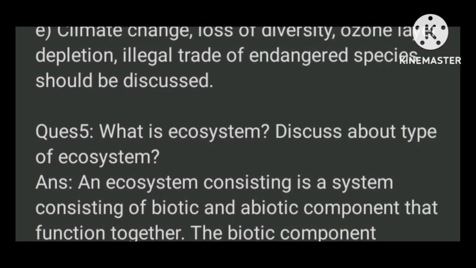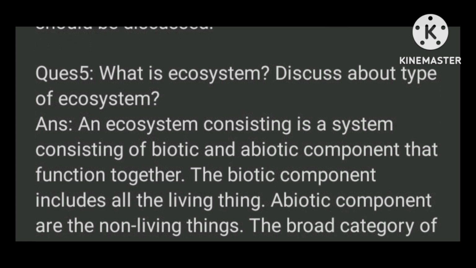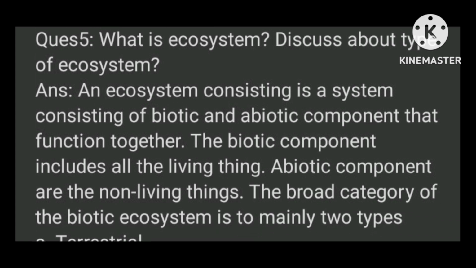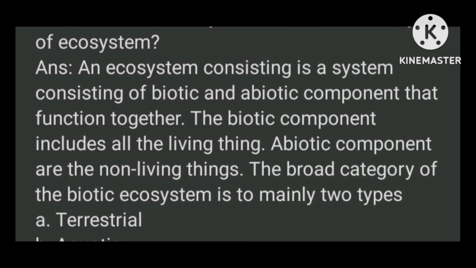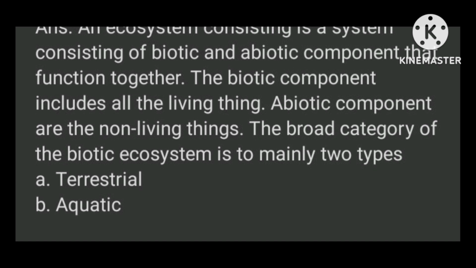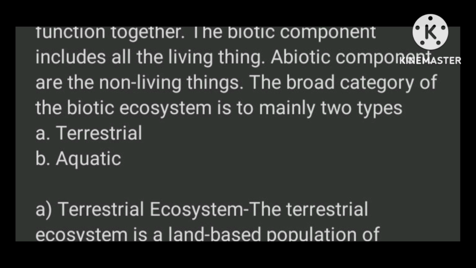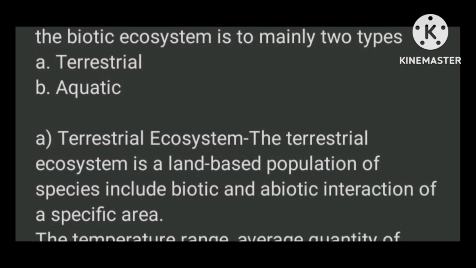Question number 5. What is an ecosystem? Discuss the types of ecosystem. Answer. An ecosystem is a system consisting of biotic and abiotic components that function together. The biotic component includes all the living things. Abiotic components are the non-living things. The broad categories of ecosystem are mainly two types: A. Terrestrial, B. Aquatic.